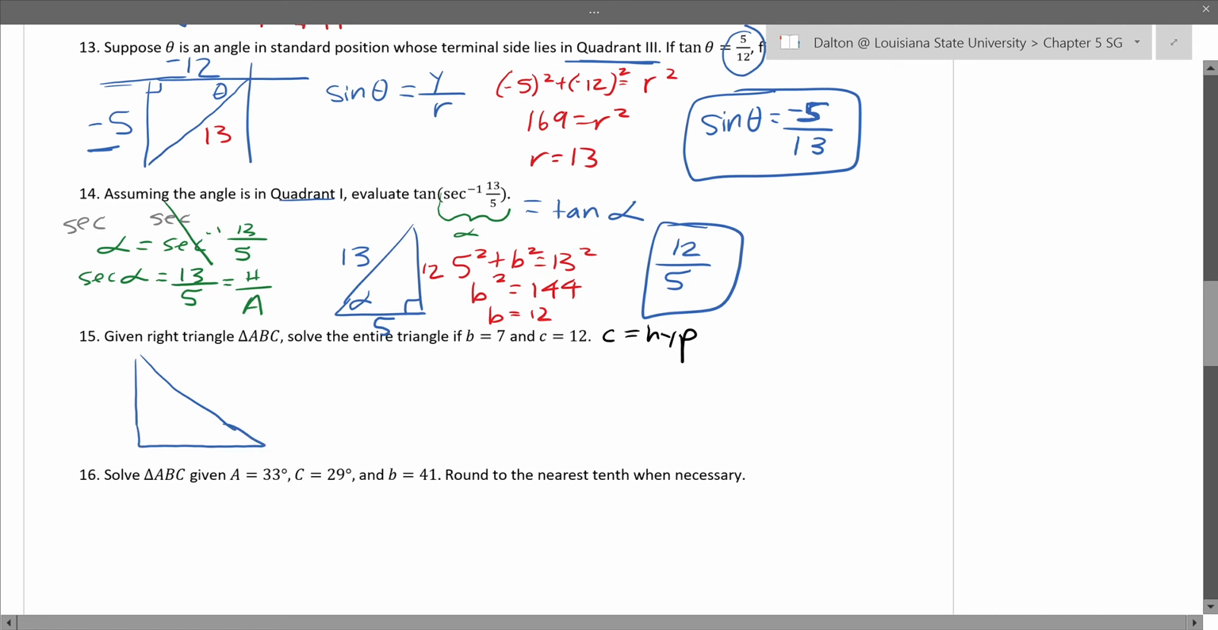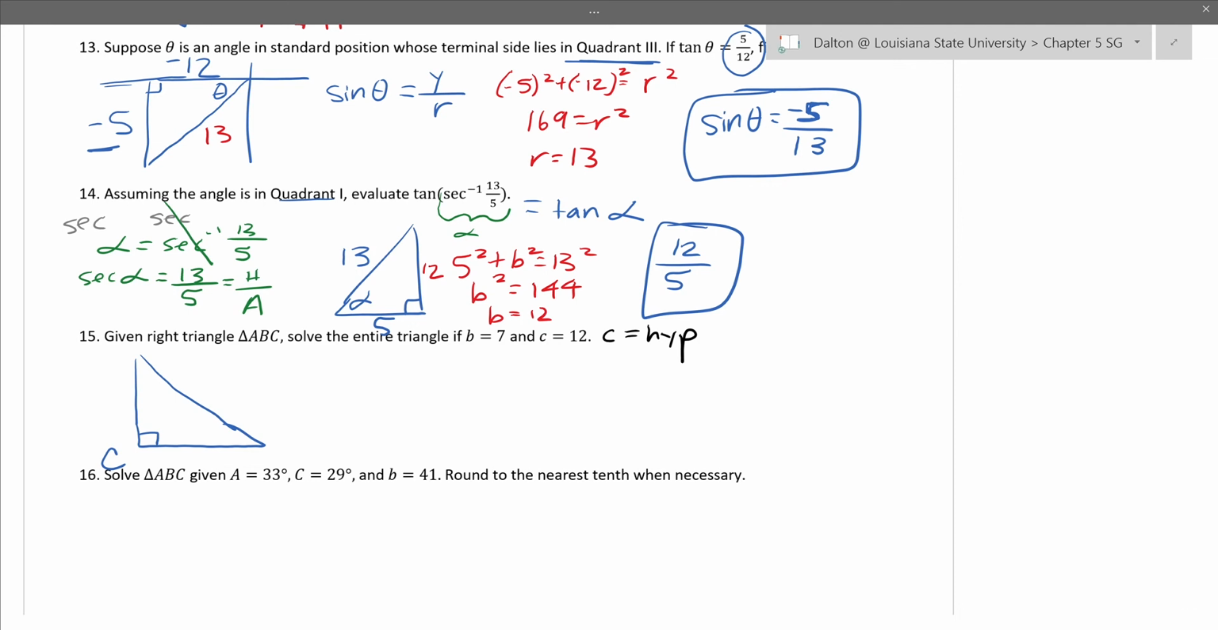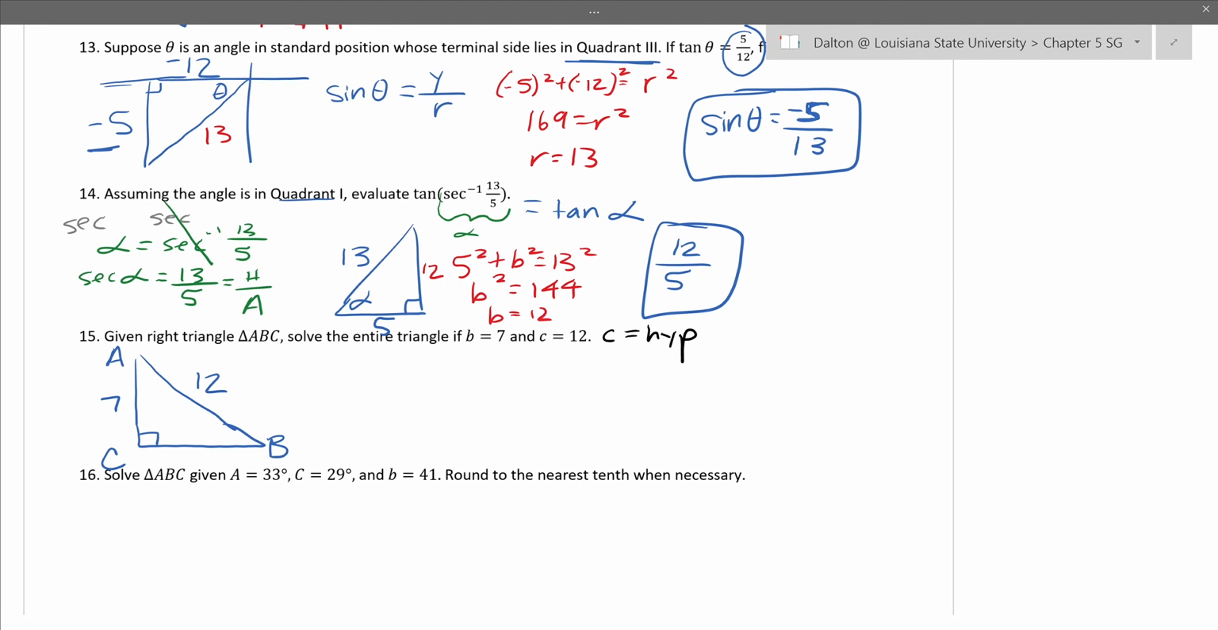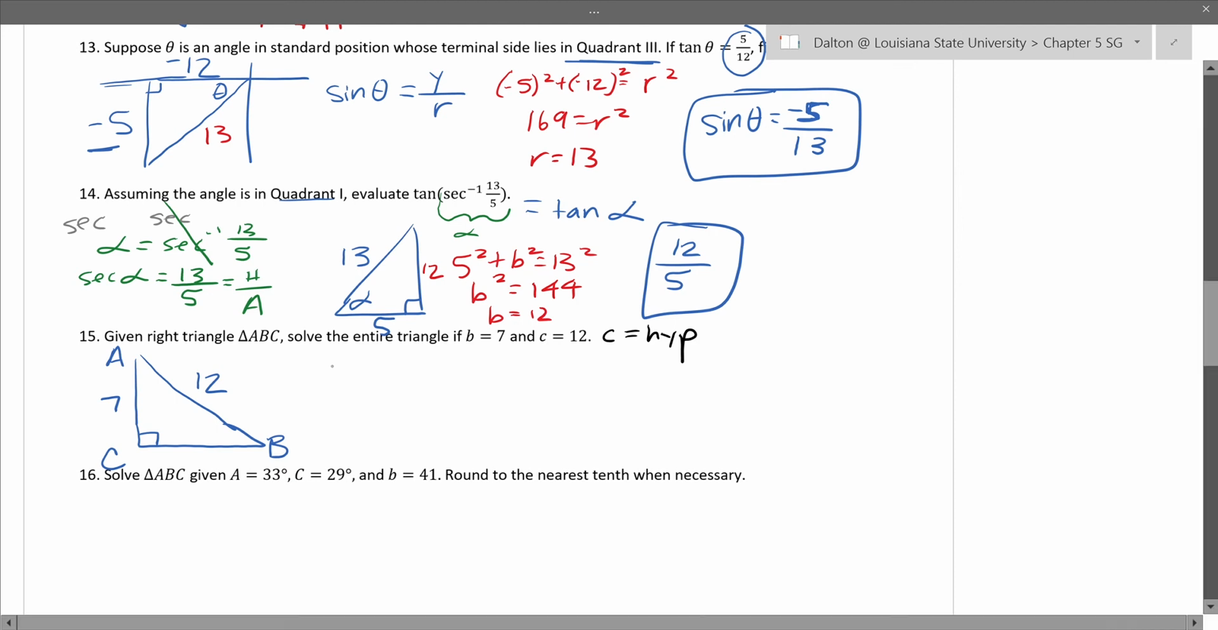If c is the hypotenuse, then angle C is going to be across from the hypotenuse. So angle C has got to be the 90-degree angle. And we know, again, c is 12. The other two angles you can label as you want. I'm just going to label the top one angle A, the bottom right one angle B. If I know side b is 7, then across from angle B is also 7. If I ask you to solve it, that means you need to find the rest of the information. Well, we already found the easy one, which is that angle C is 90 degrees because it's opposite the hypotenuse. So there's one of your answers.